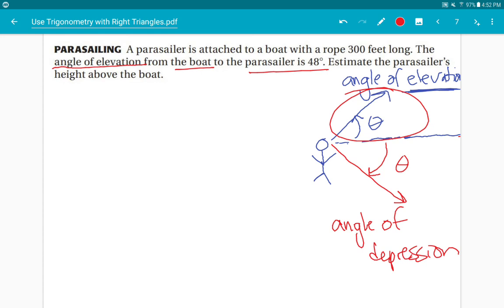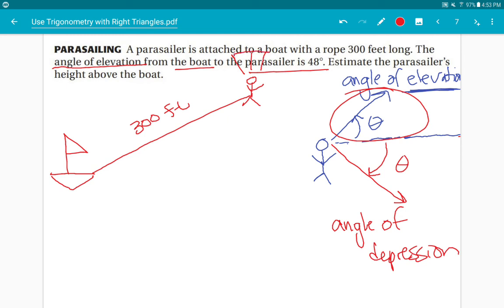Okay, so I have a boat. Here's my boat. And there's a parasailer that is attached to the boat. So here's the rope. They told us that this rope is 300 feet long. So here's the person attached, and I don't know if I can draw the parachute. There it is. So there's a parasailer attached to this boat by a rope that's 300 feet long. The angle of elevation from the boat to the parasailer is 48 degrees.